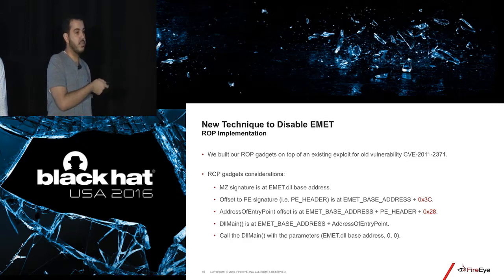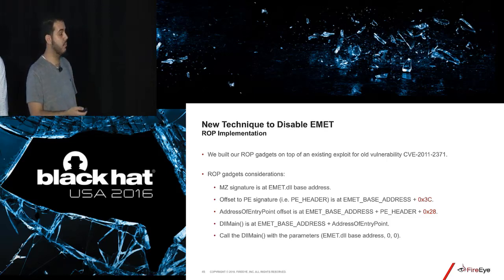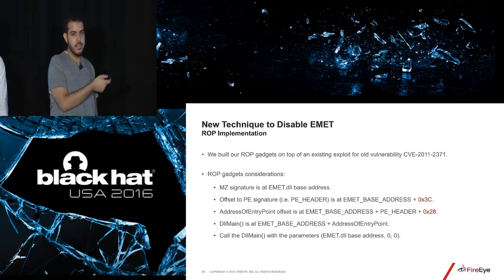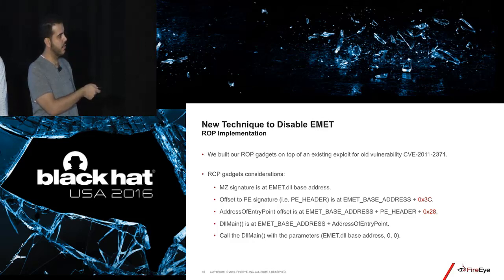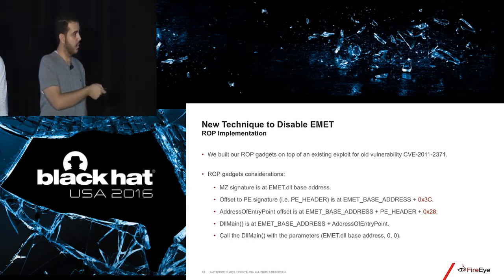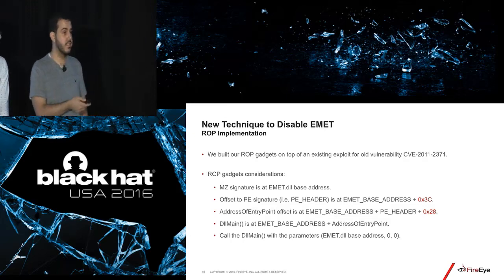There are some considerations we took into account when building our ROP gadgets. We know we can retrieve the EMET base address using GetModuleHandle. The MZ signature, or header, is located at the base address, and from there, with a certain offset, we can locate the PE header or signature. All of this is just to get the offset of the address of entry point, which is added to the base address to give us DllMain. Then we call it with the right parameters, and this results in calling the unloading code.